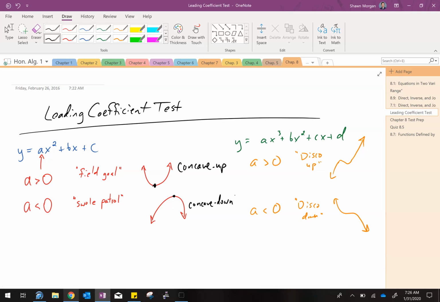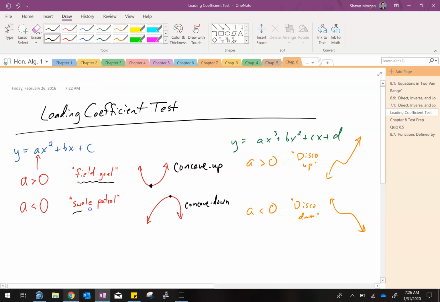Now, I've got some weird terminology also written up there in little quotes. I say field goal and then swole patrol. This is a visual reference to what I mean by what this field goal is doing. So you guys that are watching at home, obviously, you can't really see what I'm doing here, but my arms are in the air like somebody has just kicked a field goal that's good, okay? When the parabola is shaped that way, when it's pointing upwards, think, oh, that's a good thing. They just made their field goal. Or the parabola looks like a smiley face.